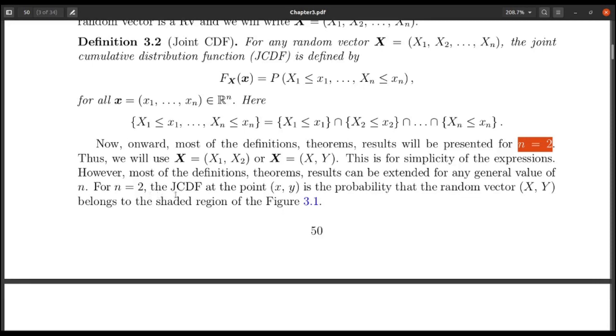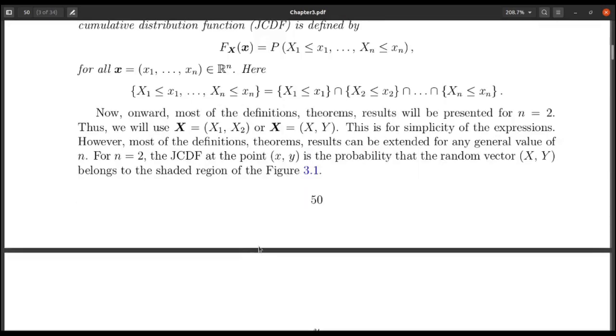Okay, and when I write n equals to 2, the notations I am going to use are, as before, bold x means the vector, and when n equals to 2, the two components will be denoted by either x1 or x2, or x or y. These two notations I will use, sometimes the first, sometimes the second, but as you understand, both of them are basically the same.